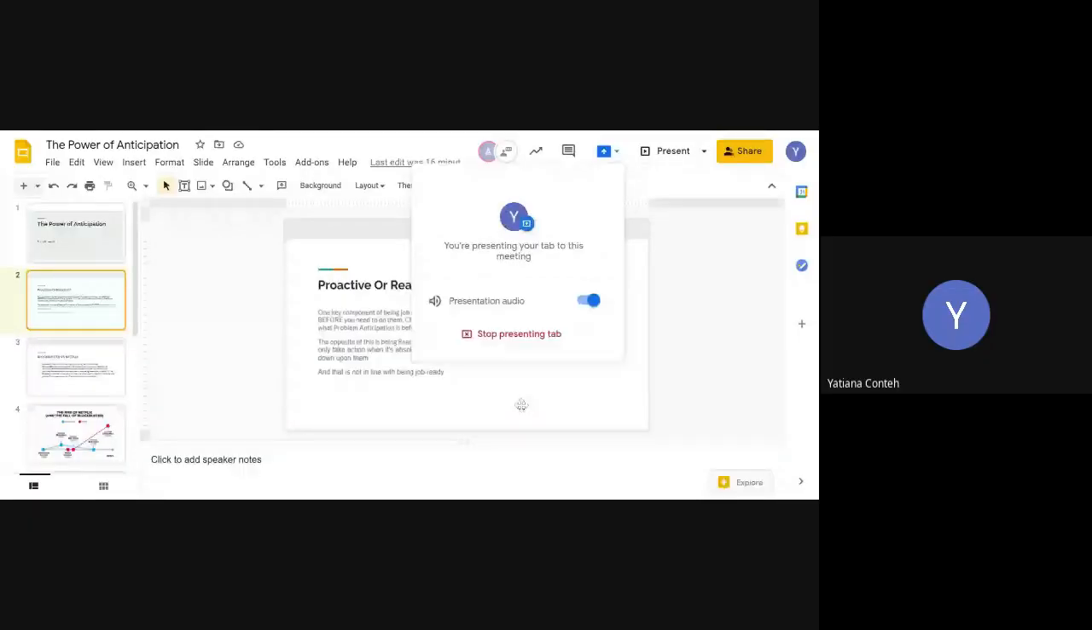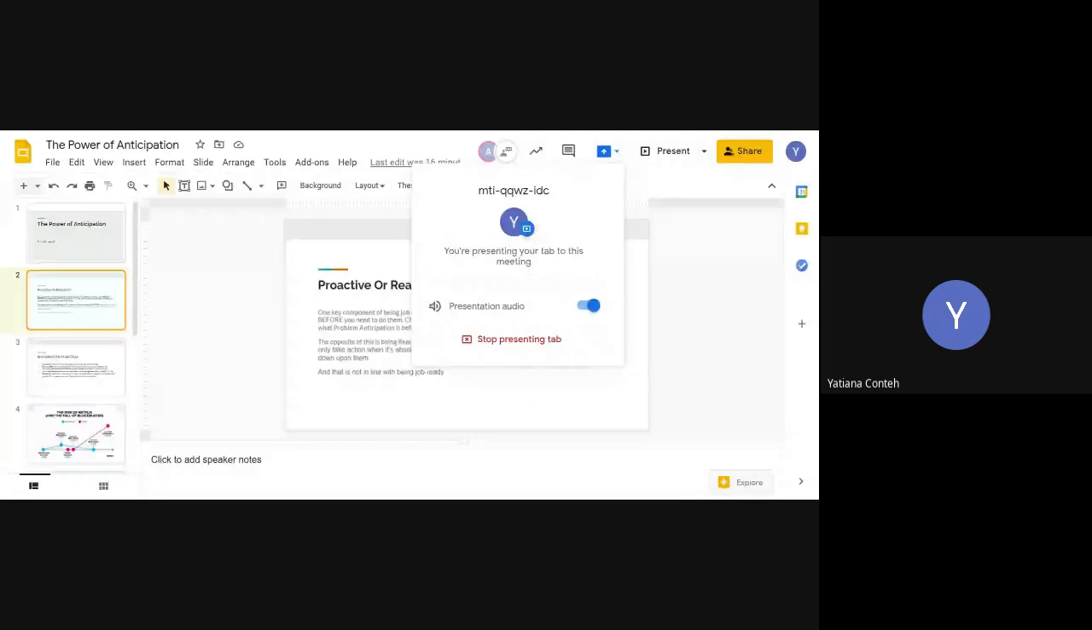Anyway, so now, one key aspect of being job ready, as I was saying, is to be proactive. That means doing the things you need to do before you need to do them. It might sound a bit confusing, okay? But one simple example is this. If you have a car, you know that you need to change the oil after every 2-3 months.